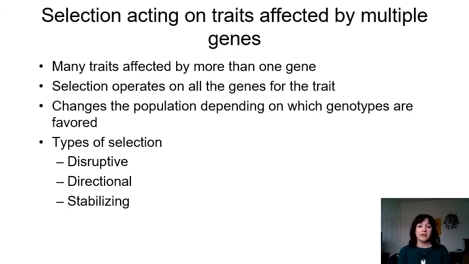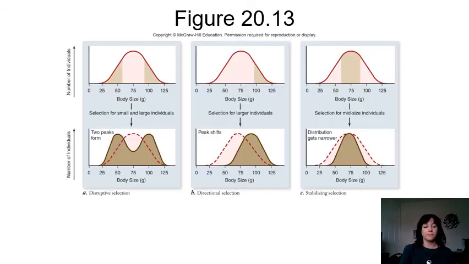Sometimes you have a trait that is determined by more than one gene, right? So, for example, body height in humans, there's actually a set of genes that determine a person's height, not just one. And so when you have more than one gene determining a phenotype, you're going to have disruptive, directional, or stabilizing selection occur. Selection is going to occur on all of these traits, all of these genes. Here I have a graph that demonstrates these different types of selective processes.